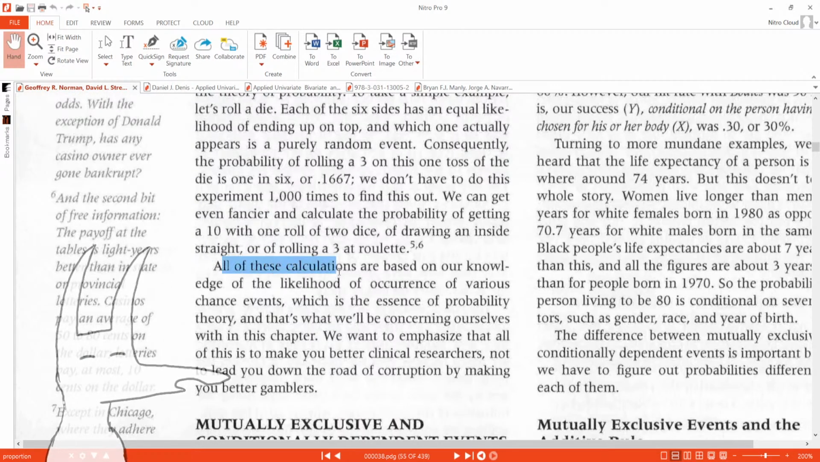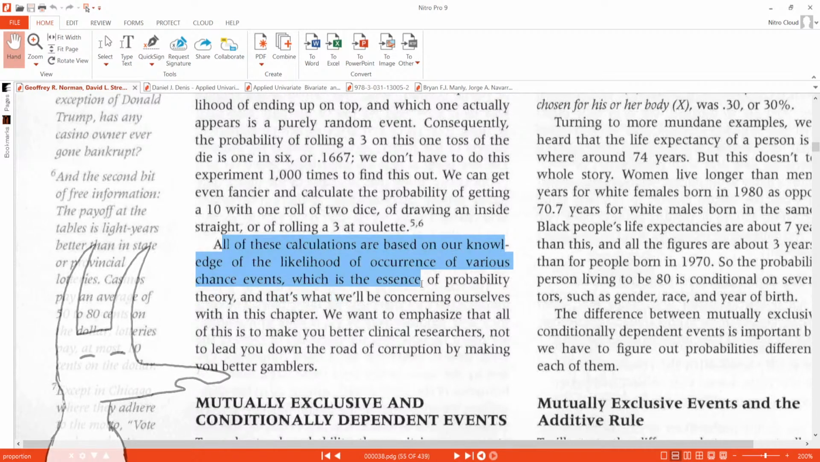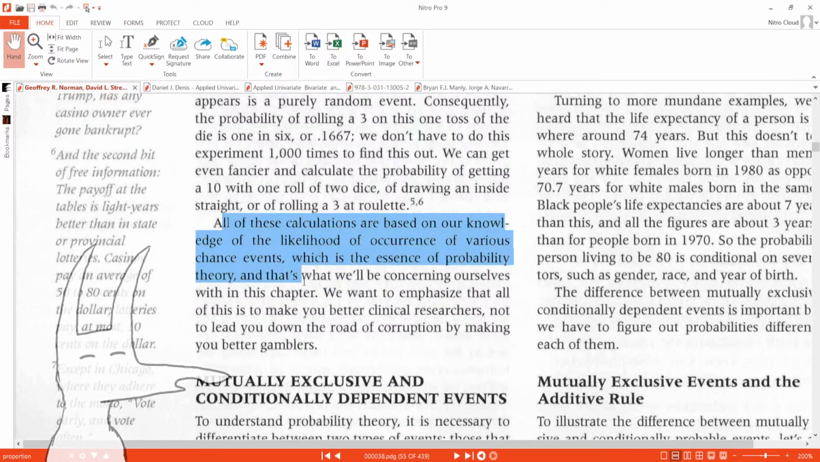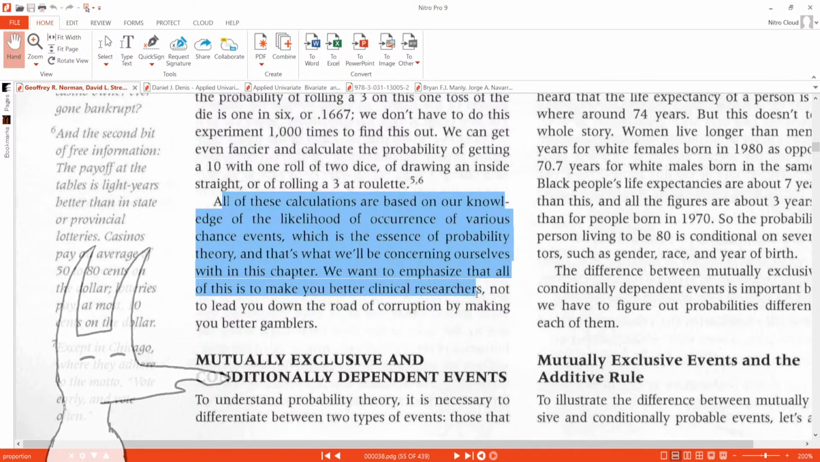All of these calculations are based on our knowledge of the likelihood of occurrence of various chance events, which is the essence of probability theory, and that's what we'll be concerning ourselves with in this chapter. We want to emphasize that all of this is to make you better clinical researchers, not to lead you down the road of corruption by making you better gamblers.